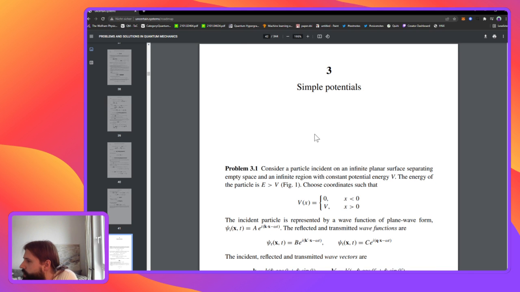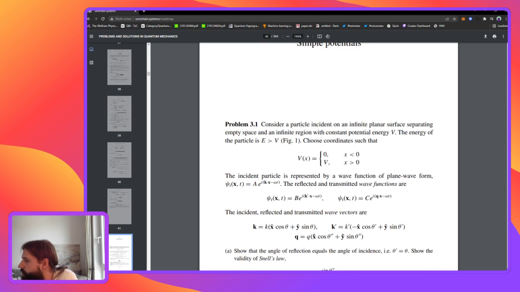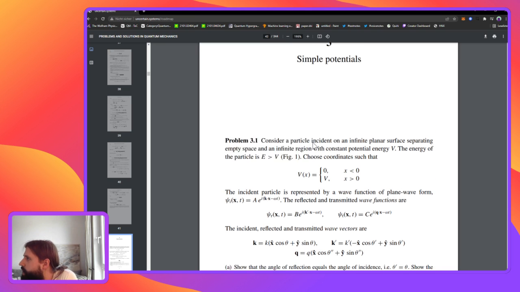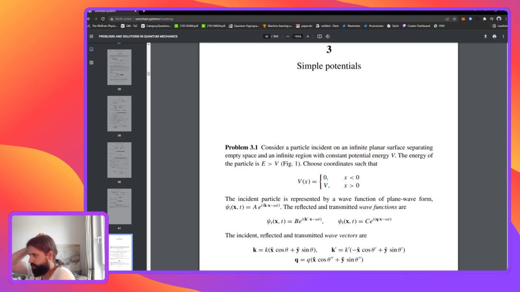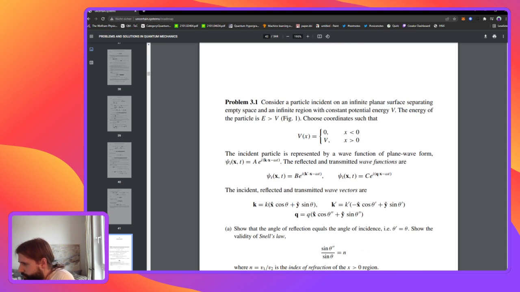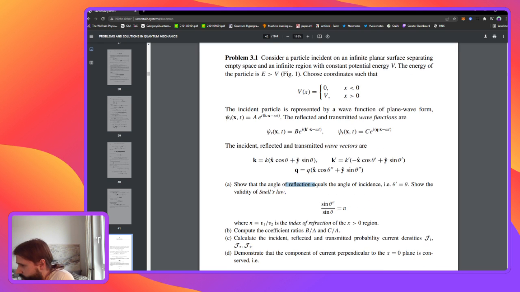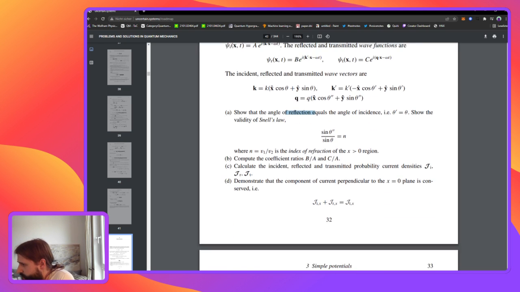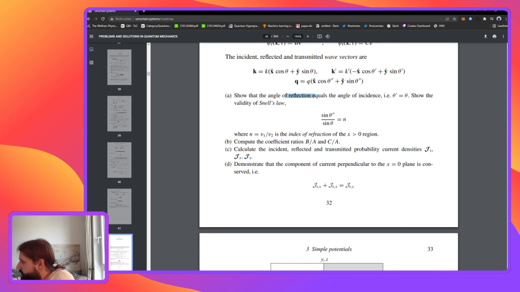And then later on, hopefully in the next week or two, we're doing simple potentials, which I don't know what that is. We're talking about particle in the box and stuff like that, maybe different models already here. Angle of reflection. What the hell? Okay, we're doing probability current densities again, so that's definitely not useless.